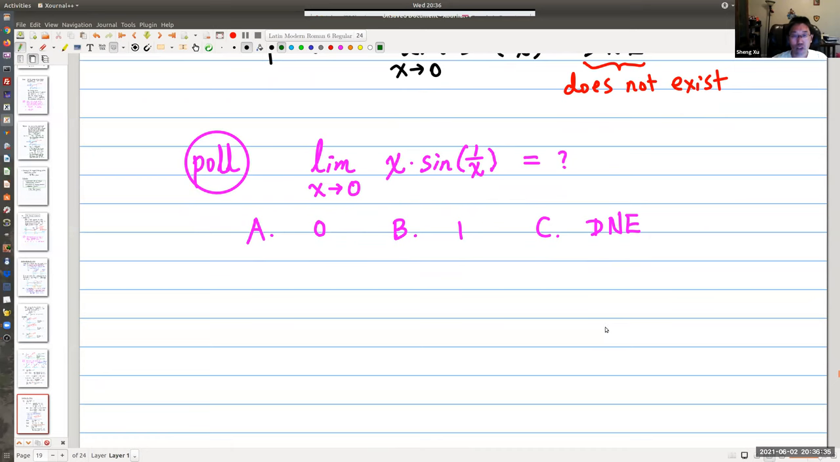Now I have a challenging problem here. What's the limit of x times sine 1 over x? Again, this function is not defined at x equals zero, because you have 1 over x. But do you think in this case, when you multiply by x in front, this limit exists? Give it a guess. We will have a tool to analyze this later, but for now I just want you to build this intuitive understanding. 30 seconds. I will see how many of you got it right.